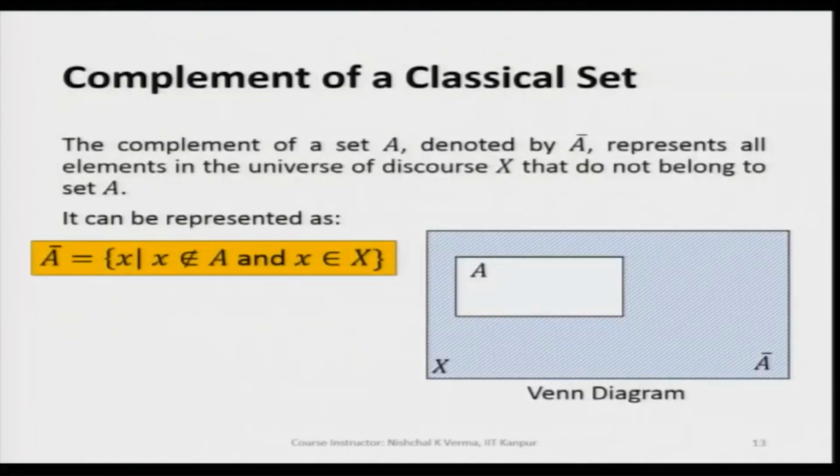So, let us now first understand what we mean by the complement of a classical set. If we have a classical set, it is represented by A.